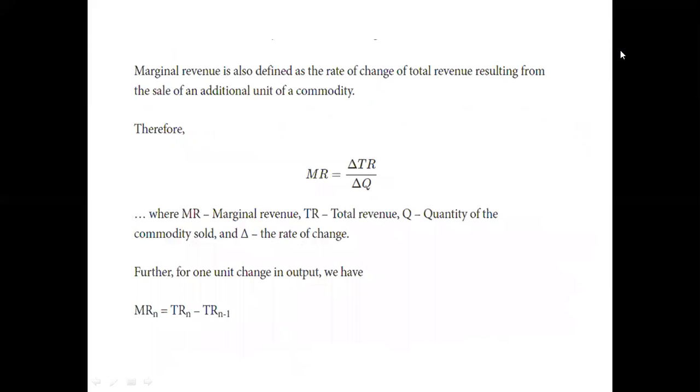Then we have the concept of marginal revenue, which is defined as the rate of change of total revenue resulting from the sale of an additional unit of a commodity. So marginal revenue is equal to delta change in total revenue divided by the delta or small change in the quantity. That is, delta means the rate of change per unit, 1 unit change in the output.